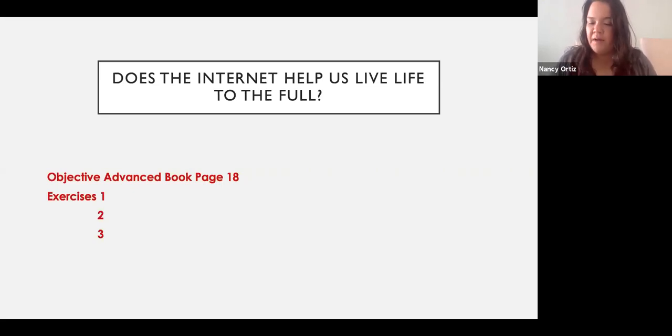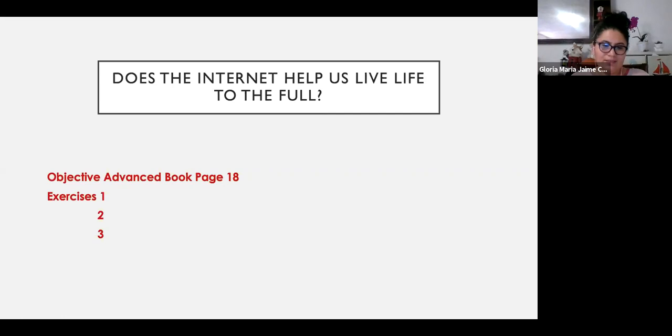I'm going to need somebody to help us read. Gloria, please help us read, and your partners are going to complete the missing spaces, okay? When you reach a space, Gloria, stop until they tell you the answer. Let's do this activity all together, okay? Does the internet help us live life to the full? I'm a great fan of the internet and all that it can offer. However, I feel I should reflect.